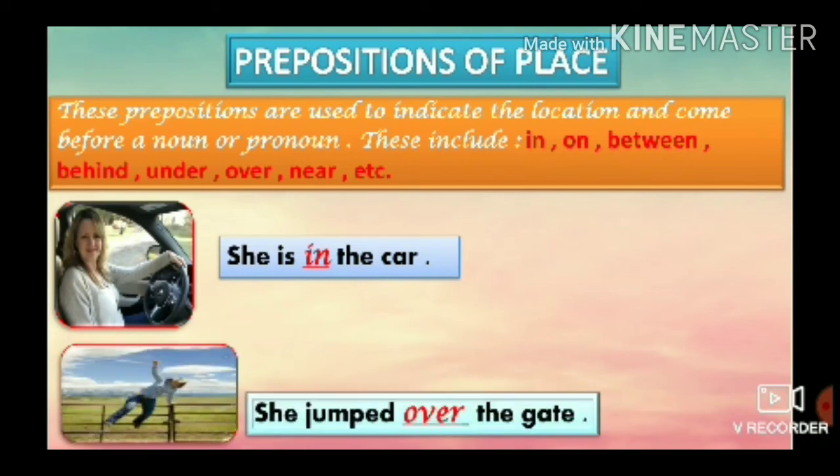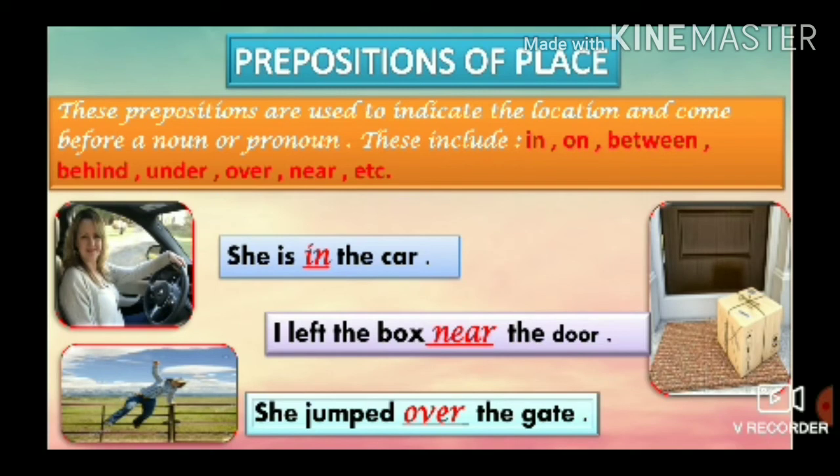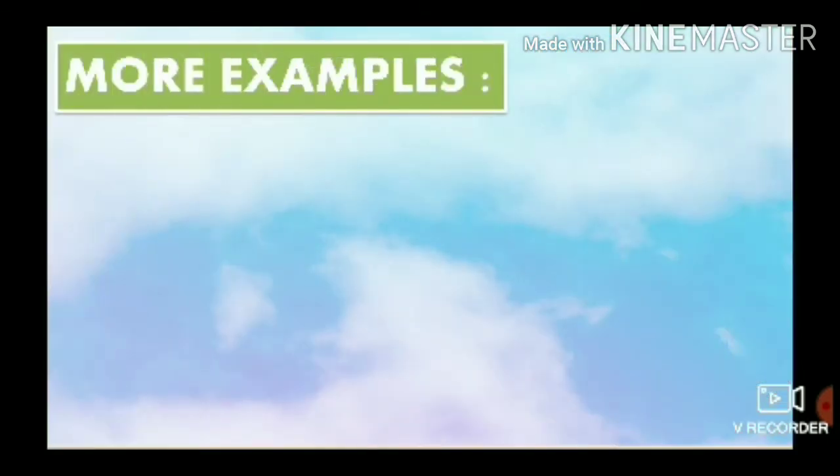She jumped over the gate. Where did she jump? Over the gate. I left the box near the door. Where did I leave the box? Near the door. Here, the prepositions in, near, over give the answer for the question where. Let's see a few more examples for prepositions of place.